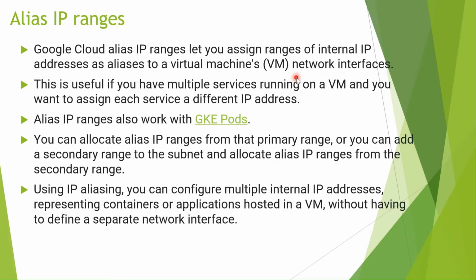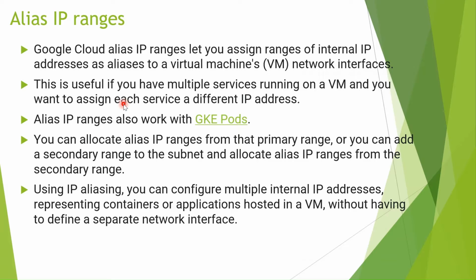Suppose you have NIC 0 and you want to assign multiple IP addresses for your VM, so you can use alias IP ranges. For example, if you are using containers, you may want to assign each container a different IP address, or you are running multiple web servers and you want each web server to be available on a different IP address.